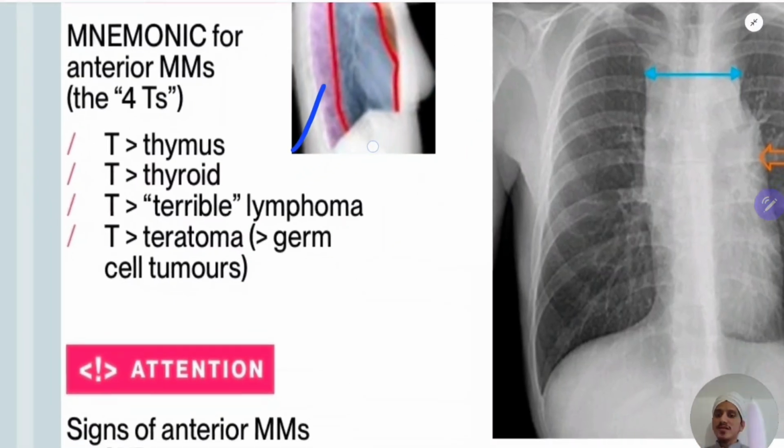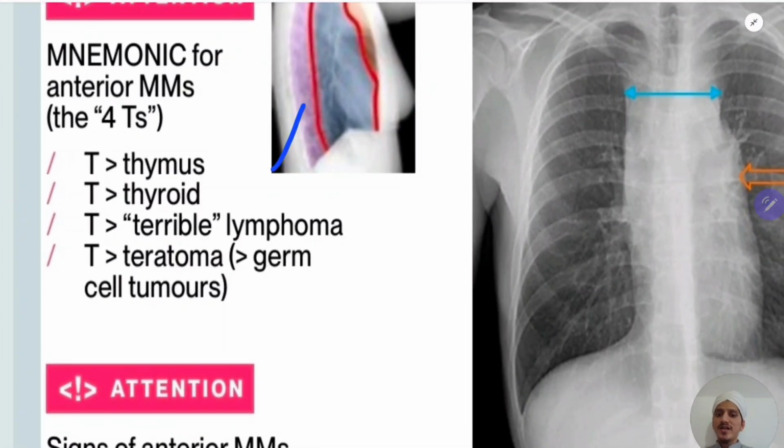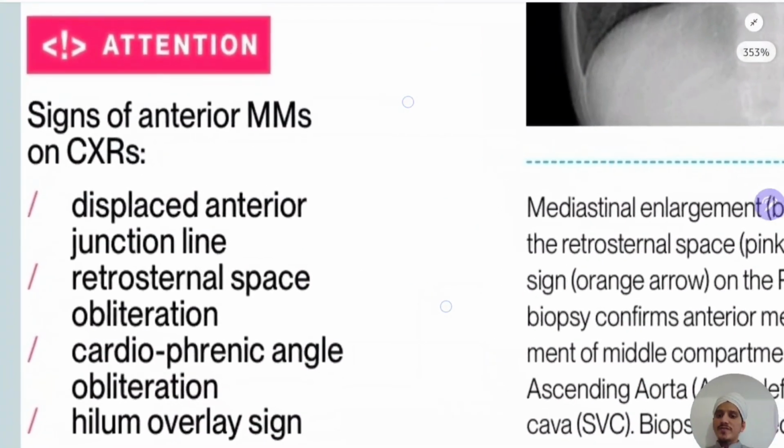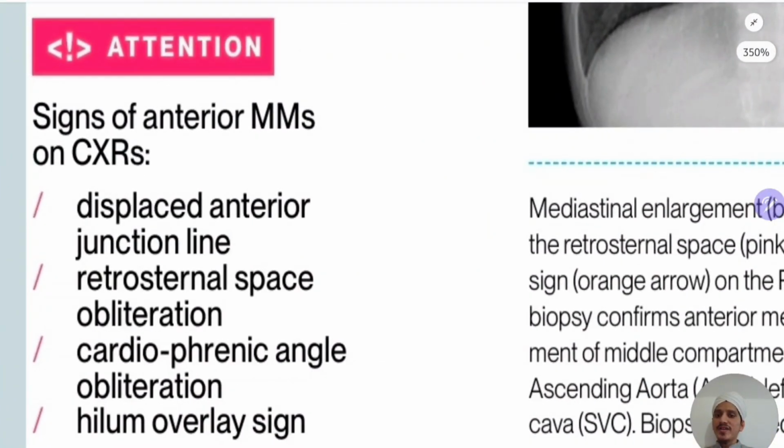So the mnemonic for anterior masses is thymus, thyroid, terrible lymphoma, and teratoma, germ cell tumor. So remember these points. Signs of anterior mediastinal masses on chest X-rays: displaced anterior junction line, retrosternal space obliteration. This is very important. Cardiophrenic angle is obliterated. Cardiophrenic meaning heart and diaphragm angle is obliterated.